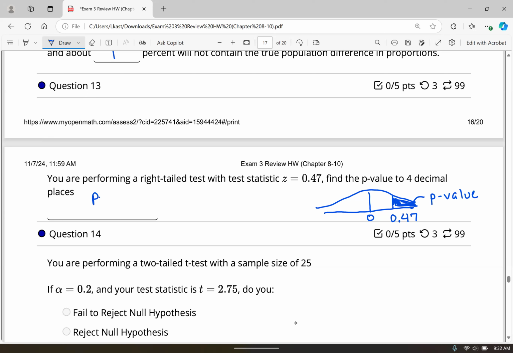The p-value is the area under the curve, so we're going to use a normal CDF. The lower limit, since this is right-tailed, is the 0.47. What's the upper limit? 1 times 10 to the 99, with a mean of 0 and a standard deviation of 1. So let's go calculate that on our calculators.